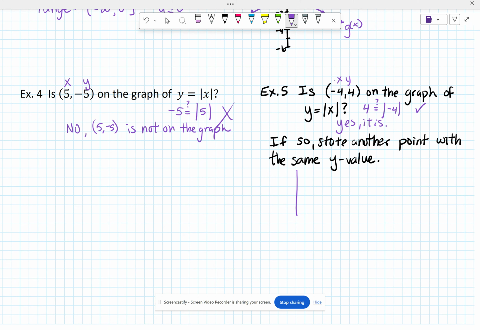Let's think about this. I have a graph that looks something like this. I have a point on that graph, negative 4, 4. I'm just eyeballing it. What is another point on that graph with the same y value? So same y value, I copy over here. What would this be? Oh, well, that would be x is positive 4, y is positive 4. So that's the answer we're looking for. 4, 4 would also be on that graph. You'll see variations of these problems in homework, and actually they end up on state testing too.